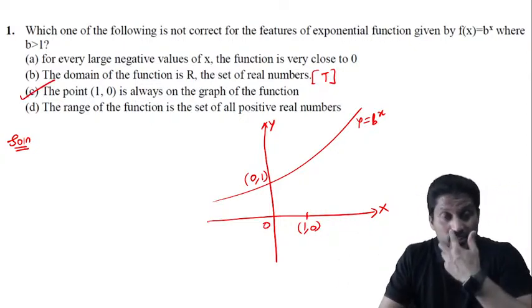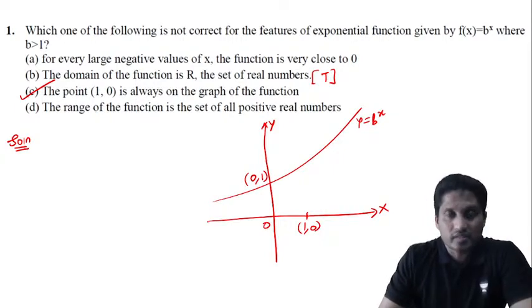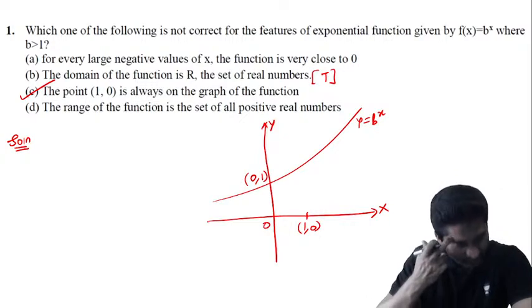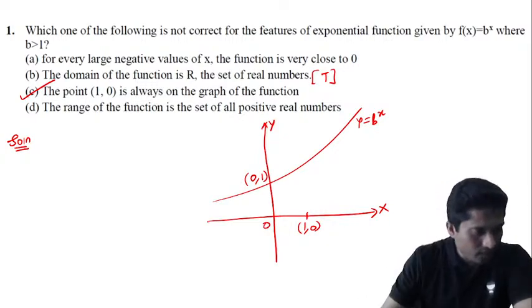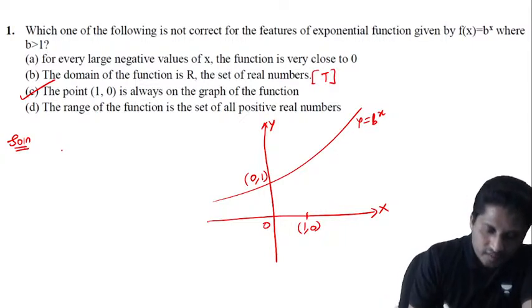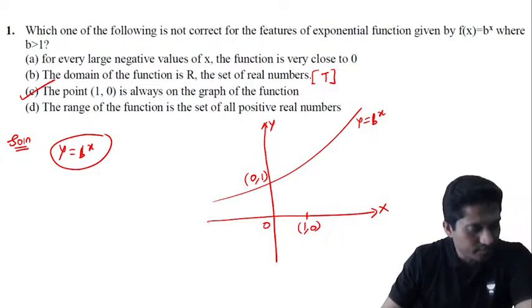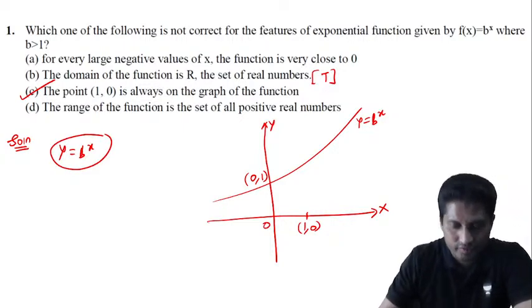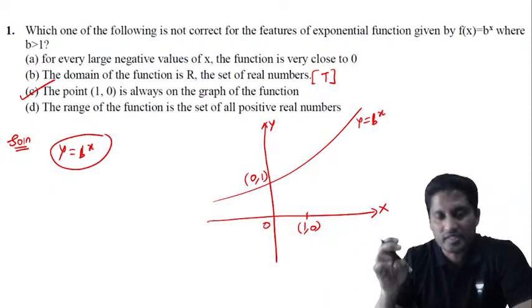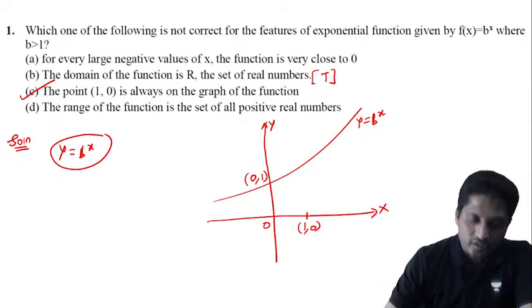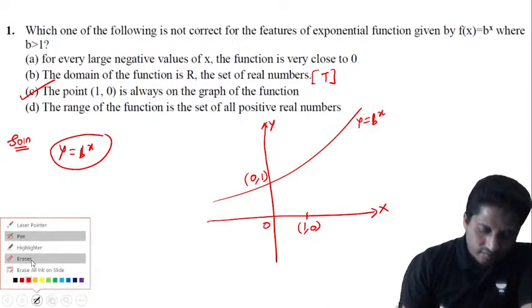Option D: the range of the function is the set of all positive real numbers. The exponential function cannot be negative. Suppose y is equal to b power x, it cannot be negative. We will see this in the future classes. If you take the range of b power x, the exponential function is always positive.